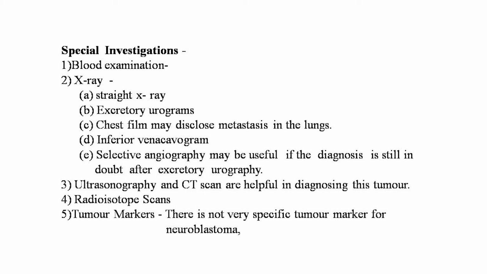Polycythemia may also be associated with these tumors, presumably due to the raised erythropoietin level. Next is the X-ray: straight X-ray, excretory urograms. Chest film may disclose metastasis in the lungs. Inferior vena cavogram. Selective angiography may be useful if the diagnosis is still in doubt after excretory urography.